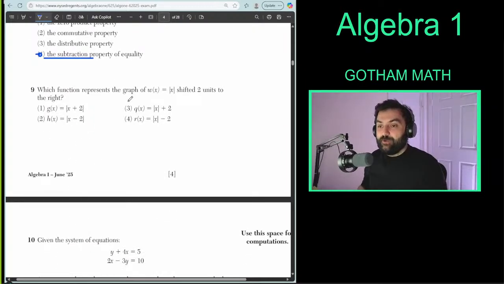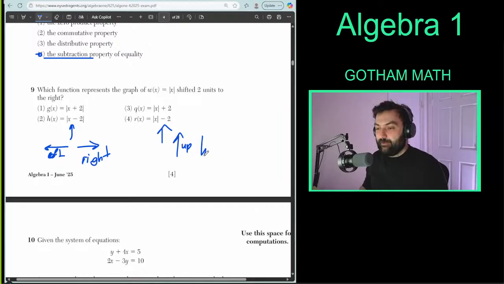9. Which function represents the graph of w of x equals absolute value of x shifted 2 units to the right? Okay, so here you need to know something that's not that hard to remember. It goes like this. Inside of the parentheses is left or right shift. Outside of the parentheses, like plus 2, minus 2, outside of those brackets, is up, down.